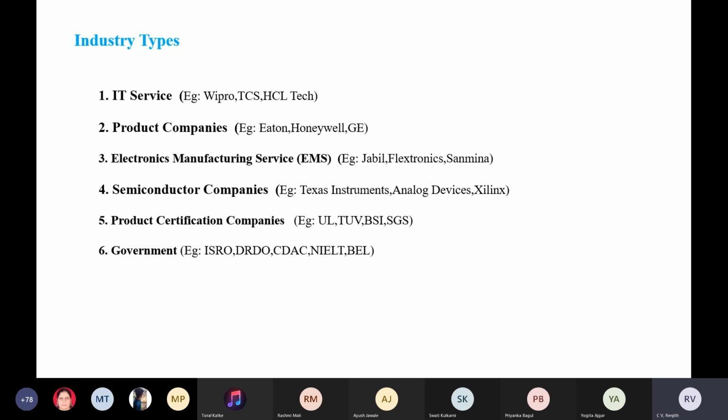Almost all these semiconductor companies across the world have R&D centers in India, and the majority of them are in Bangalore. Then you have product certification companies. If you look at your laptop charger or mobile phone charger, you can see a lot of markings like CE, UL, FCC, right? These markings are mandatory for you to sell a product anywhere in the world. And these markings ensure that the product is safe to use.